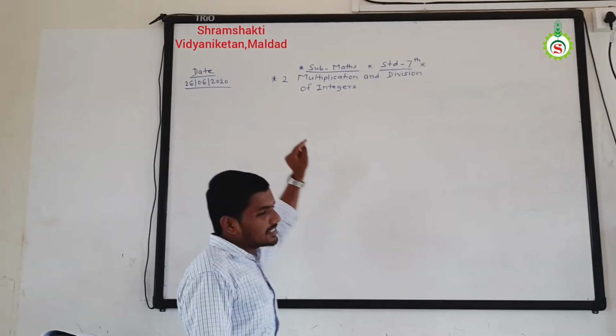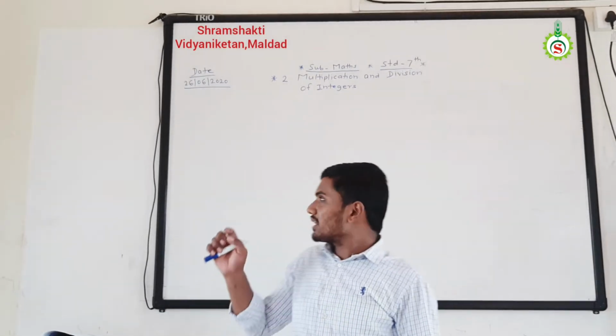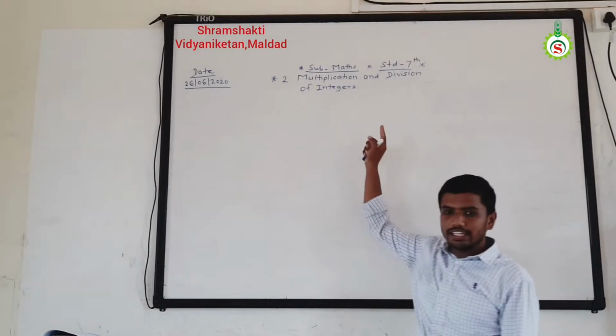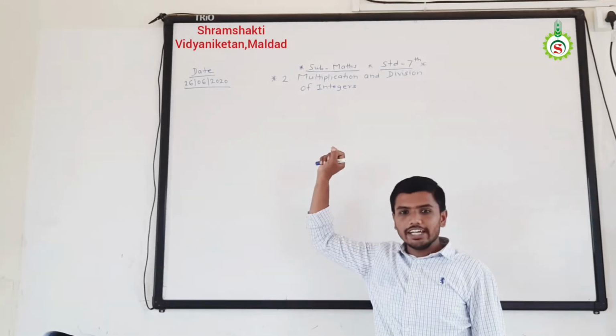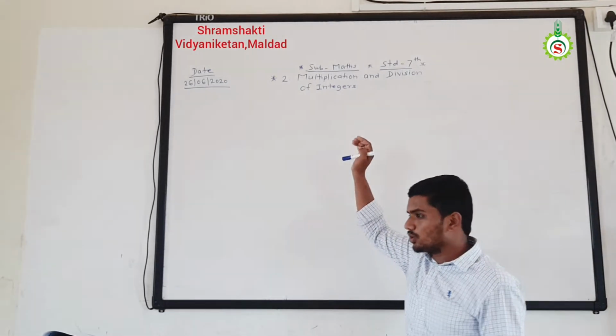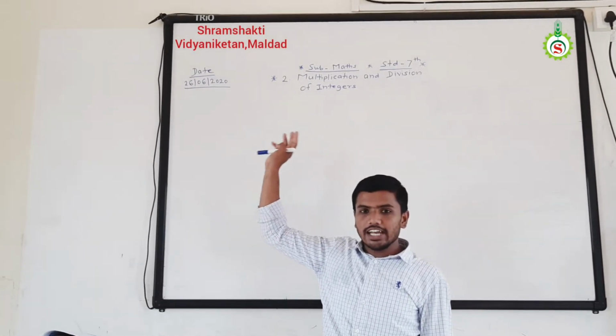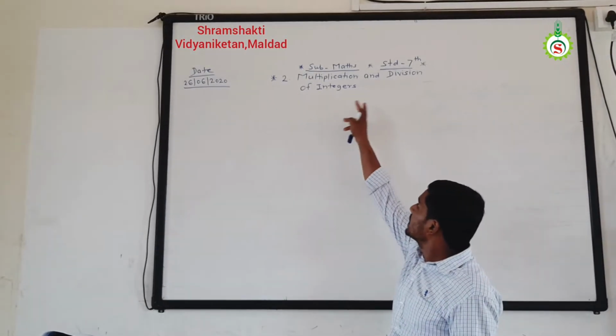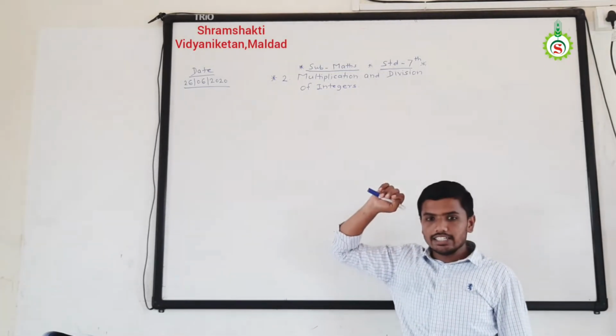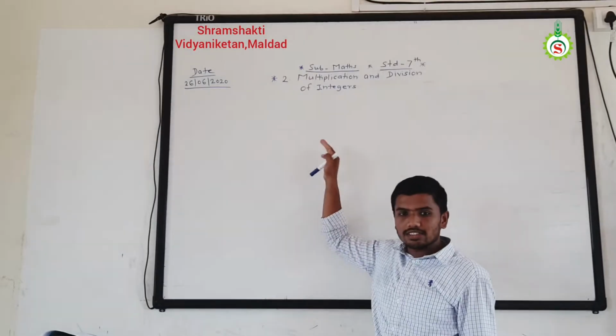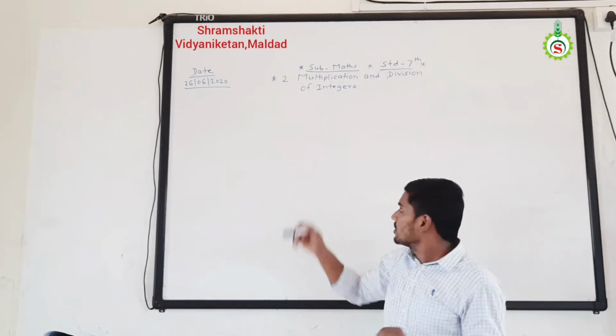So in that math subject we have started chapter number 2, that is multiplication and division of the integers. Before this lecture we have taken 3 lectures on the multiplication and division of the integers. So today's lecture is the 4th lecture.